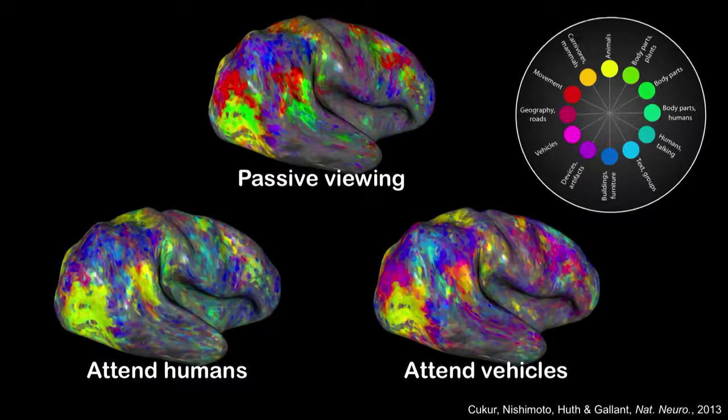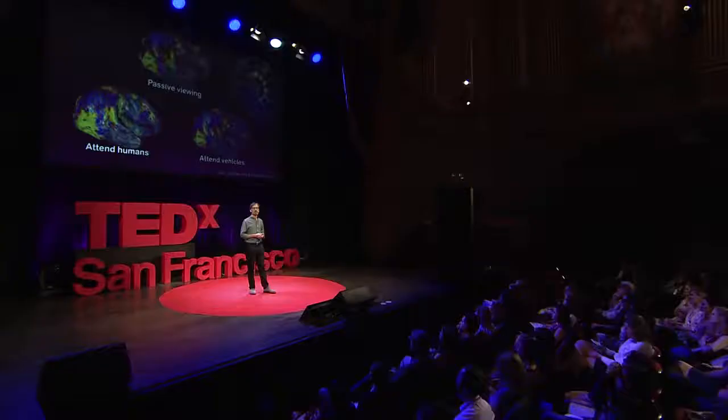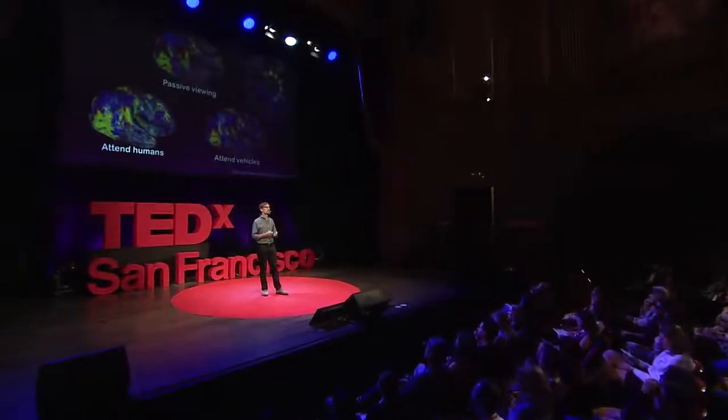So this is data from a simple experiment where we have people passively watching movies versus attending to humans in the movies versus attending to vehicles in the movies. And you can see that the conceptual maps in these three different cases are different. And actually, the maps vary the least in the visual system. These functional maps vary enormously in prefrontal cortex because prefrontal cortex represents abstract thought, plans, goals, things like that. And as you change your task, the activity in prefrontal cortex actually represents different kinds of quantities.